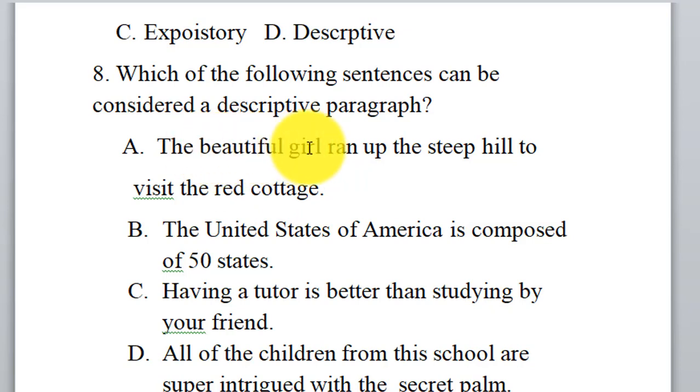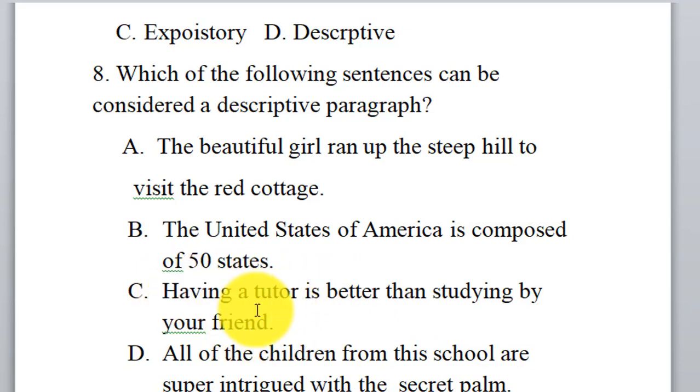The beautiful girl ran up the steep hill to visit the red cottage. Here, is it a kind of argument or a kind of descriptive? What does it want to describe? The beautiful girl, it is about her. Ran up the steep hill to visit the red cottage, absolutely. The United States of America is composed of 50 states. It gives information, completely expository. Yes, expository.